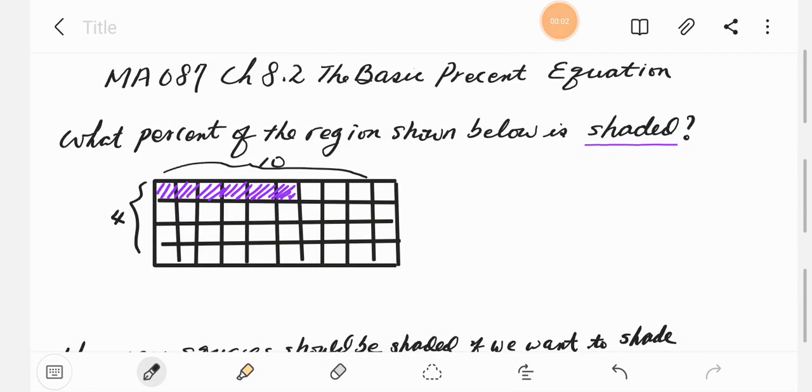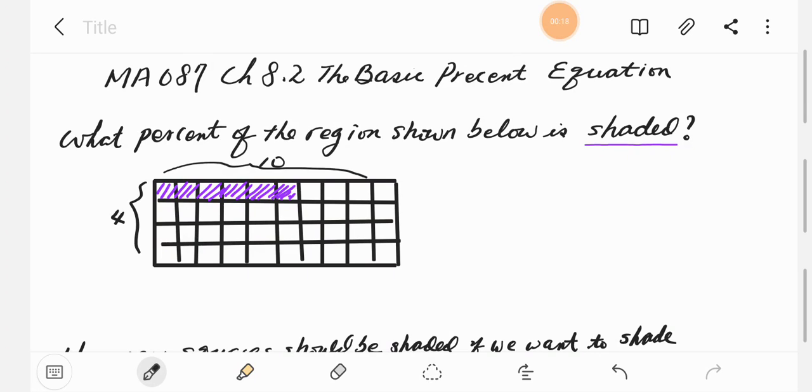Chapter 8.2, the basic percent equation. In this case, we will write an equation based on percent and the base.